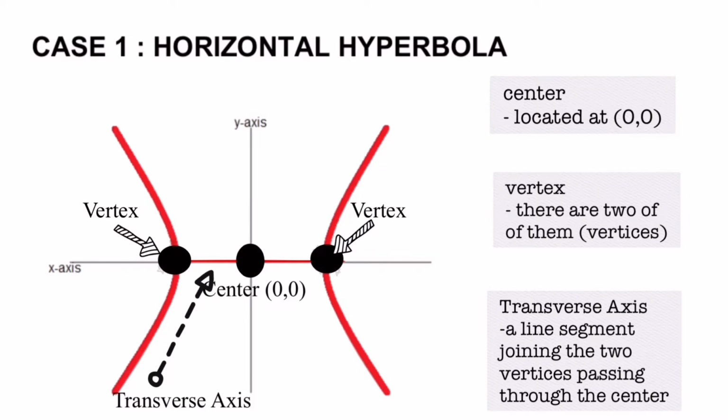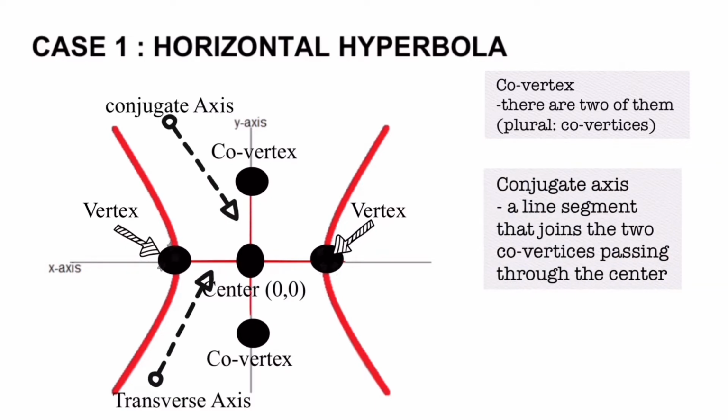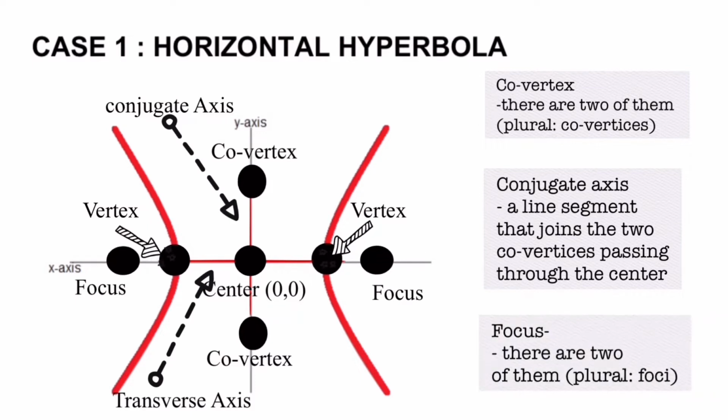Another part is the co-vertex, and there are two of them. We call them co-vertices. Another part is the conjugate axis. This is the line connecting the two co-vertices passing through the center. The next part is the focus. There are two of them. We call them foci. Please remember that the focus is located to the side where the branch of the hyperbola opens.